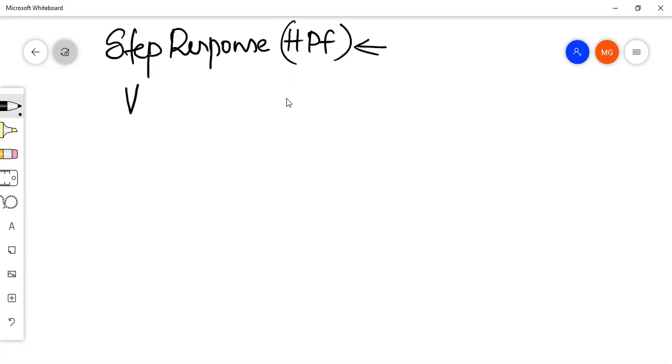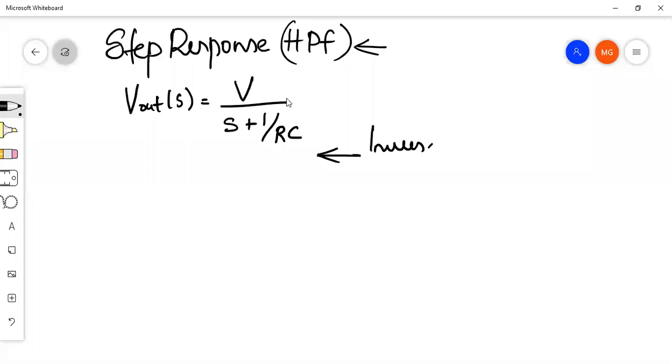V out of S equal to V divided by S plus 1 by RC. Sorry, I got it. Is this correct? S plus 1 by RC. Correct. Then applying the inverse Laplace transform.